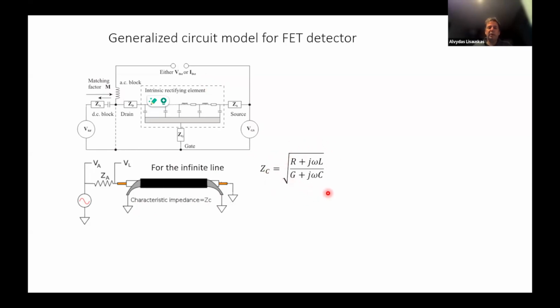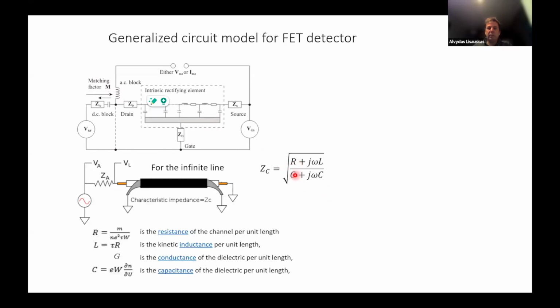a standard formula for electrical engineers. One can write it directly via distributed elements: resistance per unit length, kinetic inductance per unit length, conductance of the dielectric per unit length, and the capacitance of the dielectric, also per unit length. So those elements come directly out of the simplified analysis I showed, the Dyakonov-Shur analysis.